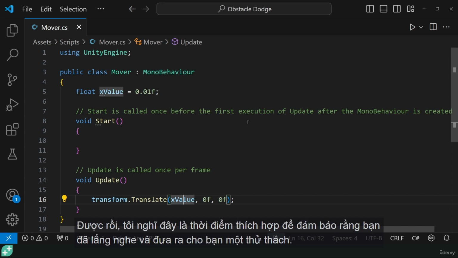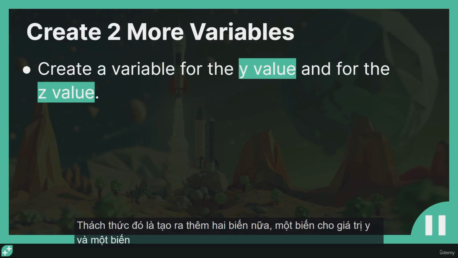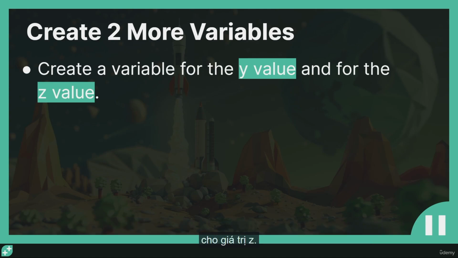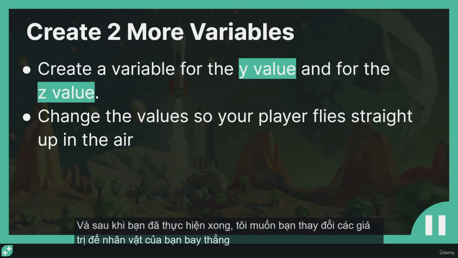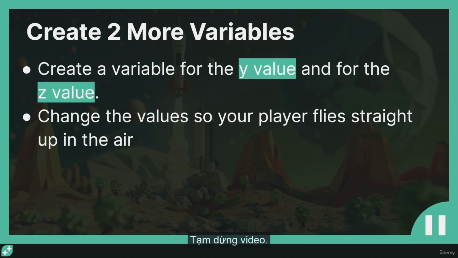Okay, I think it's a good time to make sure that you've been listening and to give you a challenge. That challenge is to create two more variables. Create a variable for the y value and a variable for the z value. And then once you've done that, I'd like you to change the values so that your player flies straight up in the air. Doesn't go off into the distance, just go straight up into the air. So there's your challenge. Pause the video, take that on. I'll see you back here when you're ready.